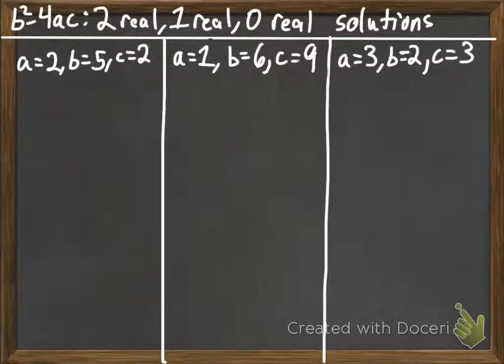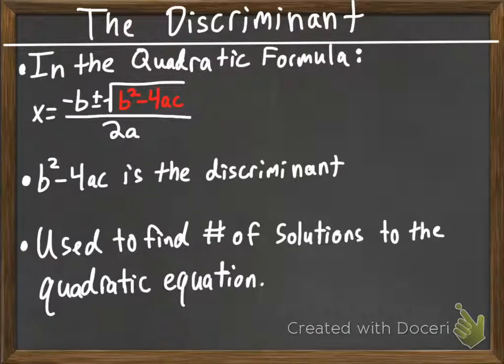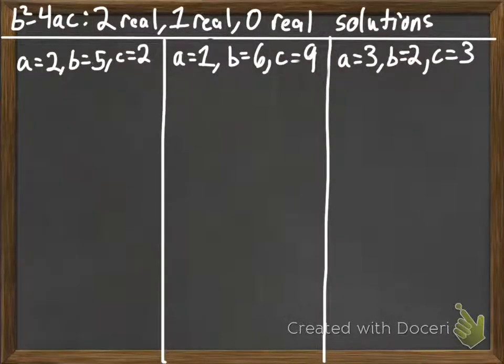So, what I want you to do is to, in your group, simplify each expression and decide which one you think has 2 real, which one you think has 1 real, and which one you think has 0 real solutions. So, I want you to just look at this again and think about where that b squared minus 4ac is that could determine that. Alright, so go ahead and pause the video and work these out.